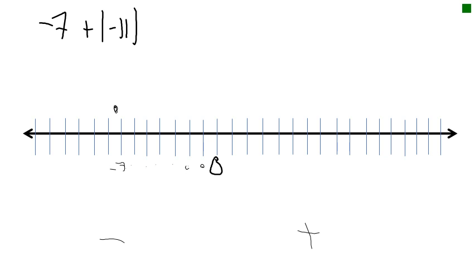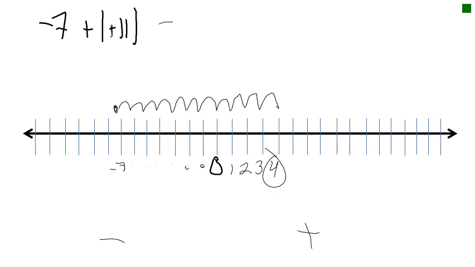So we're going to add the negative 11. Wait a minute, it's an absolute value. So we're going to add a whole 11, positive 11. 1, 2, 3, 4, 5, 6, 7, 8, 9, 10, 11. That leaves us with 1, 2, 3, 4. Our answer would then be a 4. Original problem, one more time, negative 7 plus absolute value of negative 11 equals positive 4.